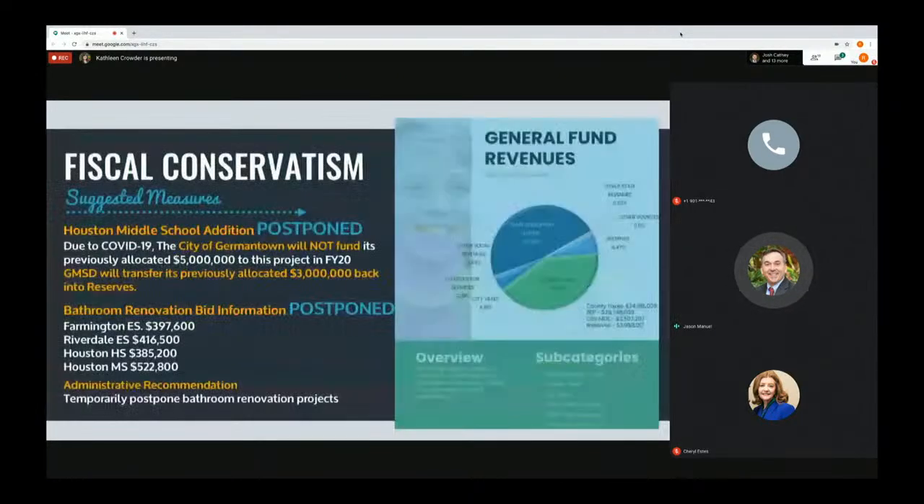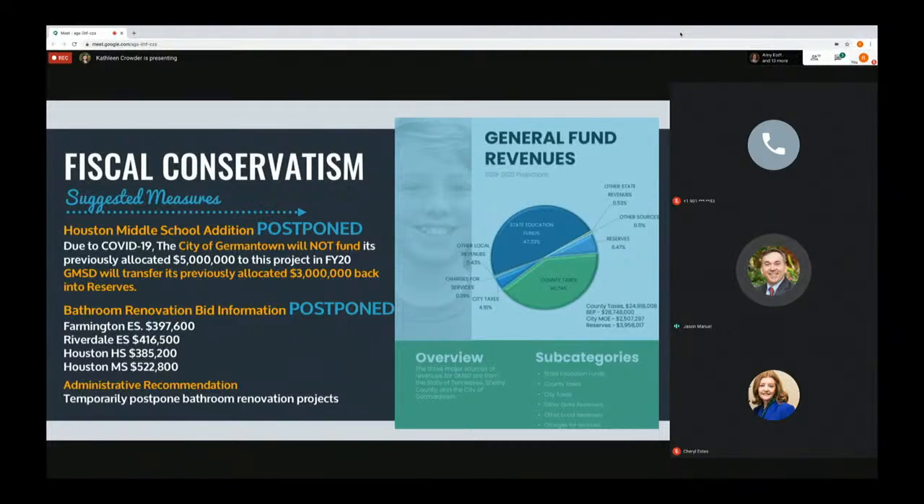So there were other things that we also bid out that I think that we need to move a little bit slower in going forward. Now, the first we don't have control over. The Houston Middle School addition, in light of everything that has happened financially, the city of Germantown is postponing going to bond for the Houston Middle School addition. So that's $5 million that we would not have for this project, and we don't have the money to pay for it outright ourselves. So previously, this board had moved $3 million from our reserve into our general fund to pay for this project. Our recommendation, at the end of the year, everything rolls back into the reserve.